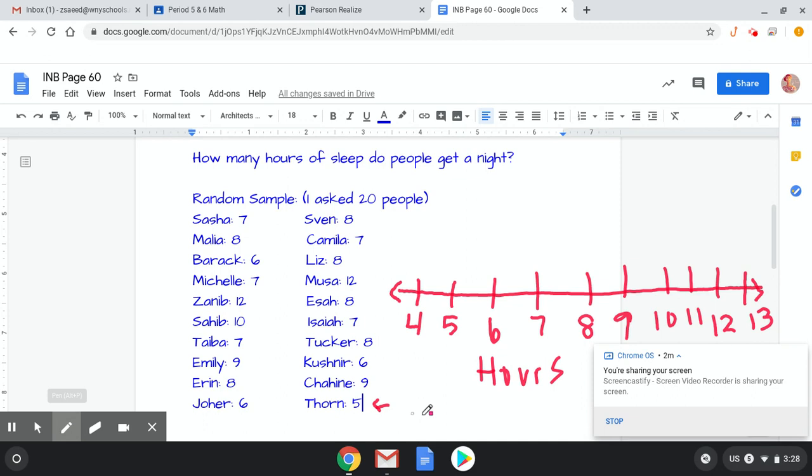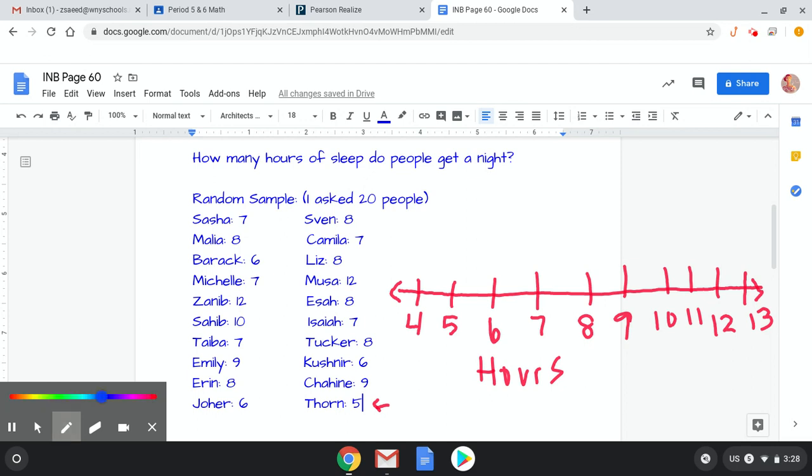How do I make this disappear? Go away. There you go. Copy that down. That is my ugly looking line. I hope you can make yours prettier than mine. And now we're going to plot. We're going to plot our numbers.